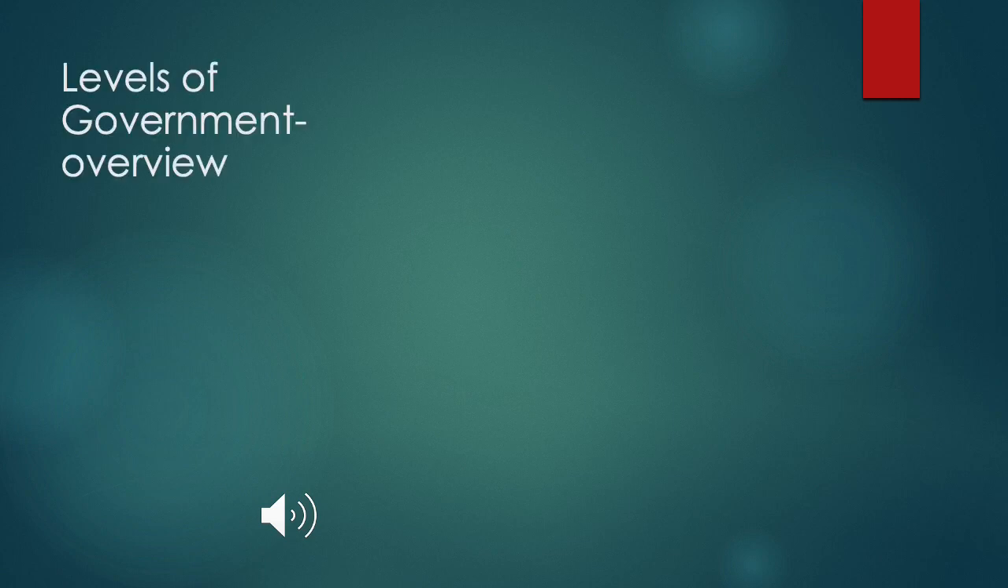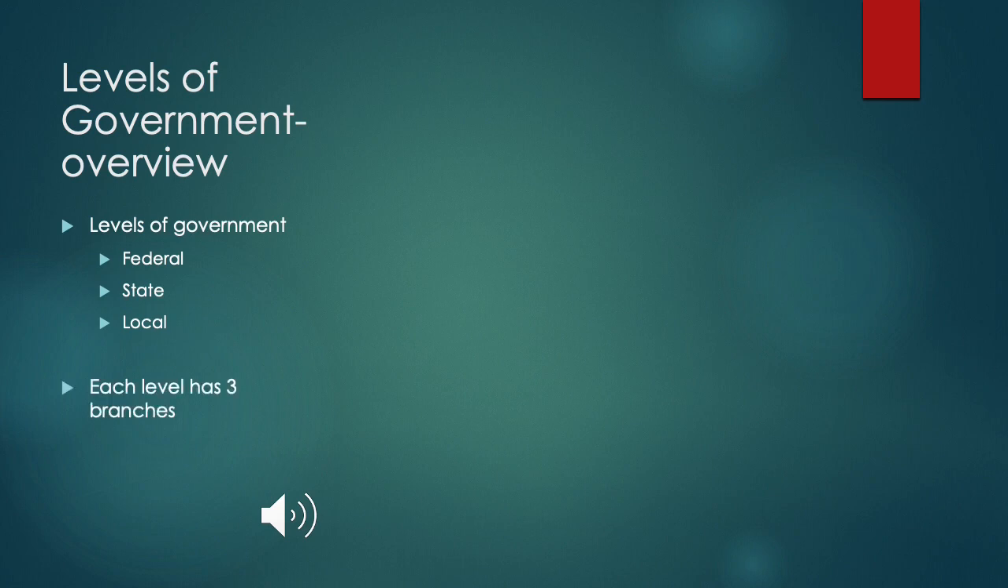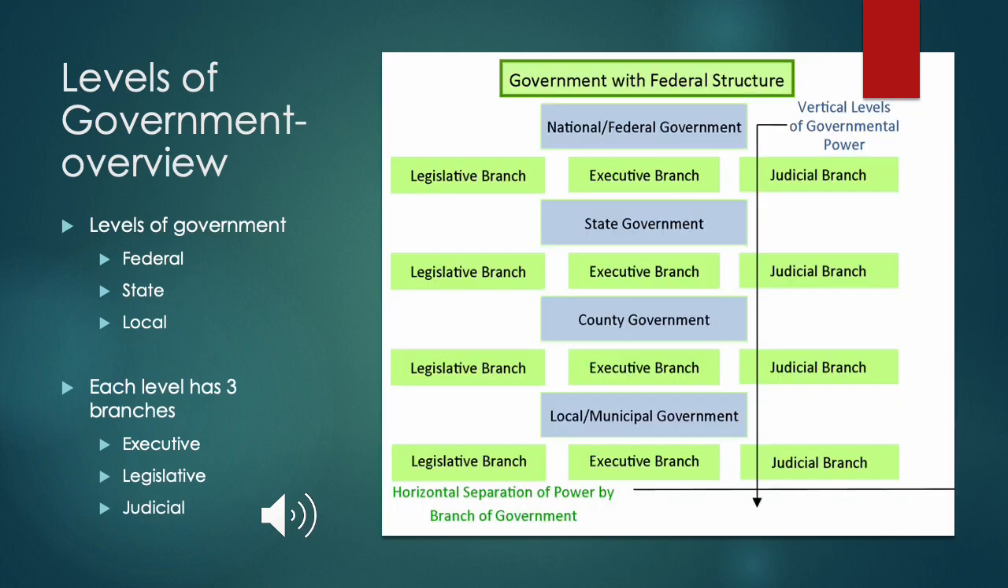We have 3 separate levels of government: federal, state, and local. And likewise, each has 3 branches of government: executive, legislative, and judicial. People are most affected by their local government, but often don't understand the relationship among local, state, and federal.